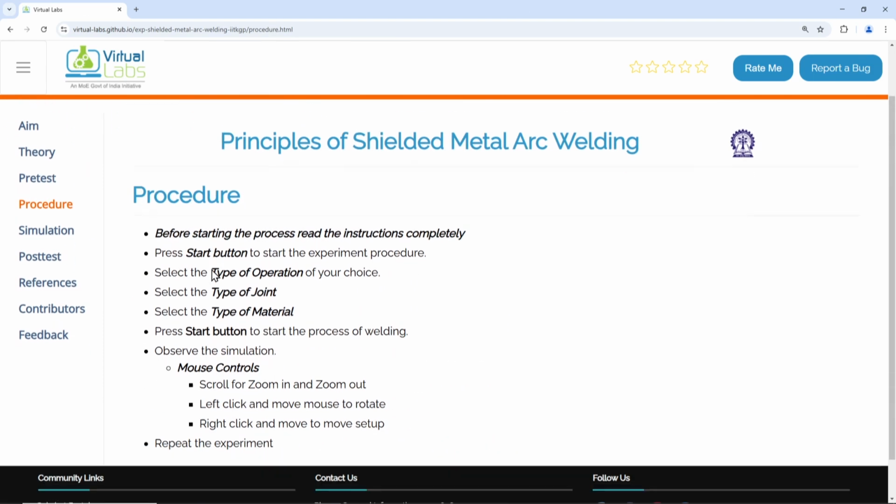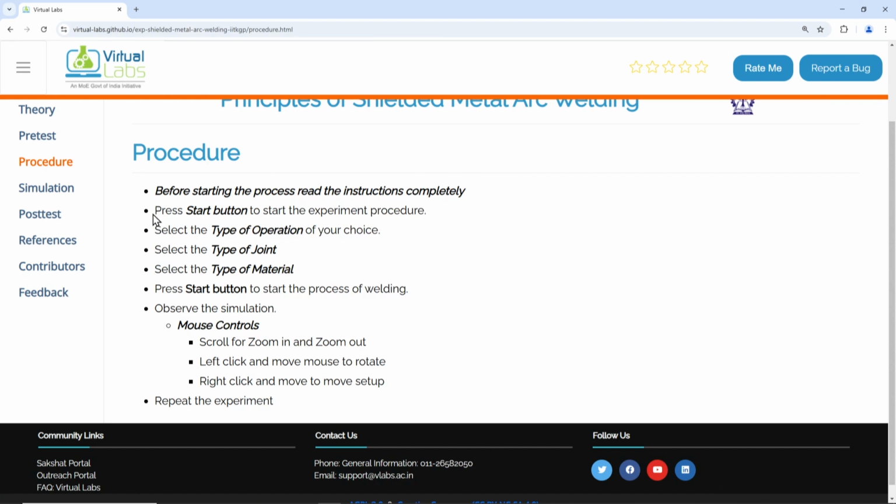The procedure is mentioned here now. The next step, that is, we press the start button, then select the type of operation of your choice, type of joint, type of material, start button to start the process. Then mouse can control the scroll for zoom in and zoom out. Left click and move mouse to rotate. Right click and move to move the setup.